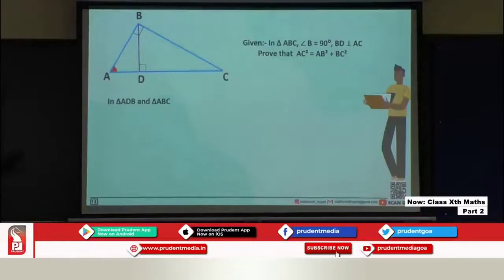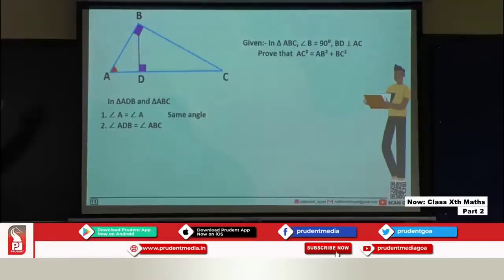Now in these two triangles, angle A becomes a common point, right? So I can write that angle A is equal to angle A, and it will be called a common angle or same angle. Next step is these angles, which are right angles. So both of them are right angles, that means they are equal. So it will become angle ADB is equal to angle ABC.